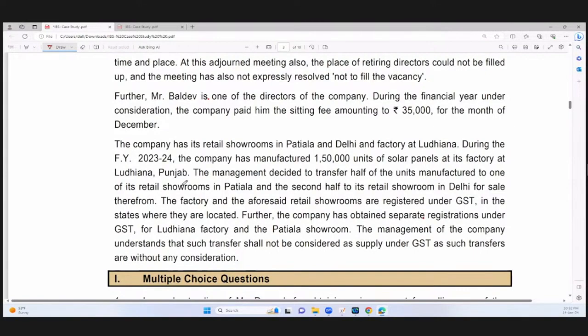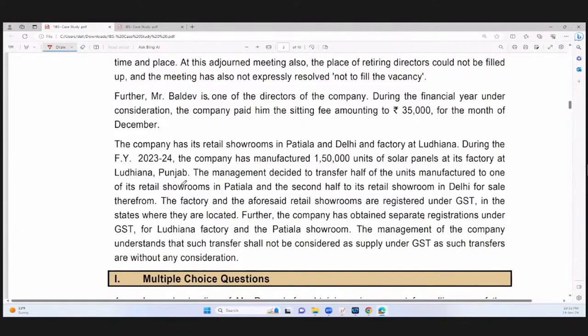फ्रॉम फैक्ट्री टू पटियाला शोरूम, एंड सेकेंड हाफ फ्रॉम फैक्ट्री टू इट्स दिल्ली शोरूम फॉर सेल देयर। वहां पर जाके फिर ये सेल करेंगी। द फैक्ट्री एंड द फोरसेड रिटेल शोरूम्स आर रजिस्टर्ड अंडर जीएसटी। सभी तीनों चीजें रजिस्टर्ड अंडर जीएसटी हैं इन स्टेट्स वेयर दे आर लोकेटेड.